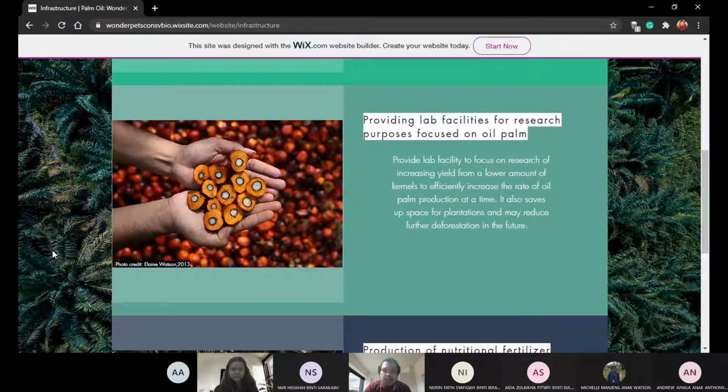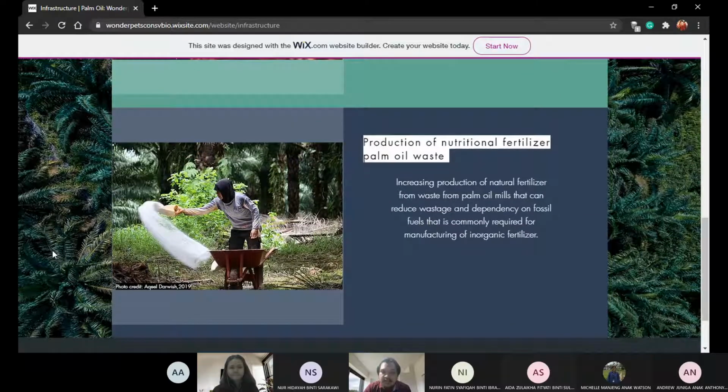So it is important for us to provide lab facilities so that we can conduct our research. Our main research for the conservation plan is on increasing yield from a lower amount of kernels to efficiently increase the rate of oil palm production at a time. Next is to provide a facility that focuses on production of nutritional fertilizer from palm oil waste. As we mentioned before, we want to create a natural fertilizer from waste from palm oil mills. So it is important for us to provide facilities for the production of this fertilizer.